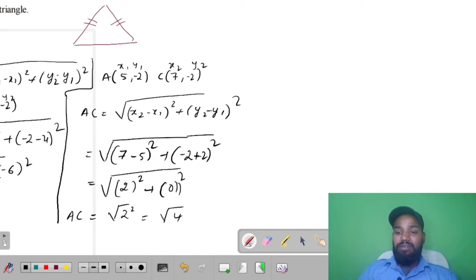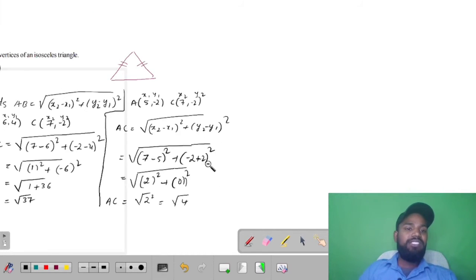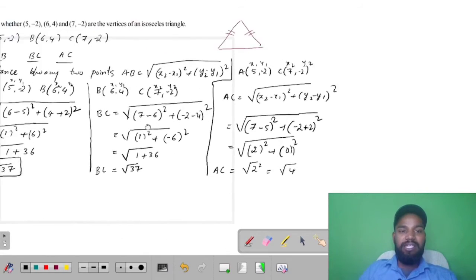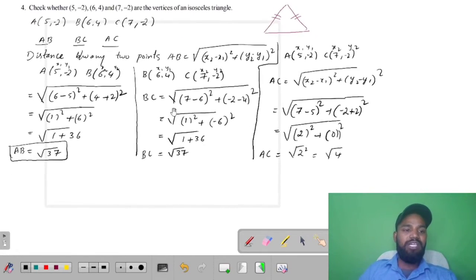What I said initially: if two sides are equal, then we call the triangle an isosceles triangle. Let us check the three sides and see what values we get.